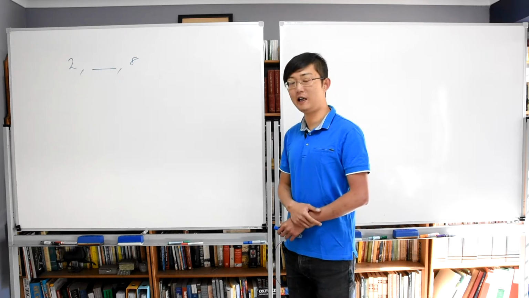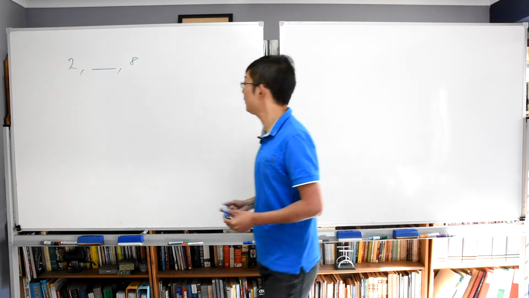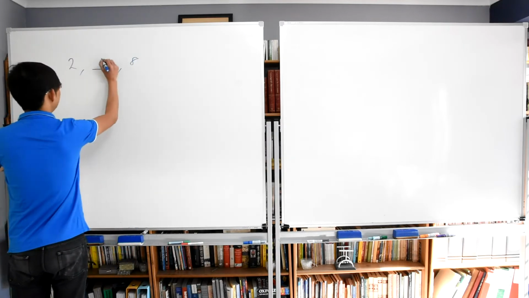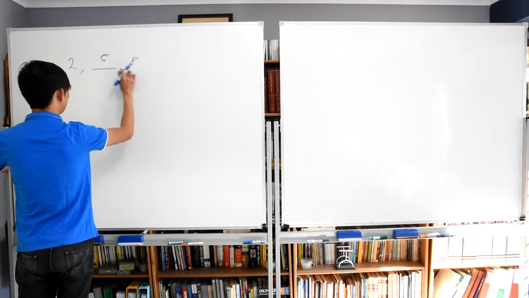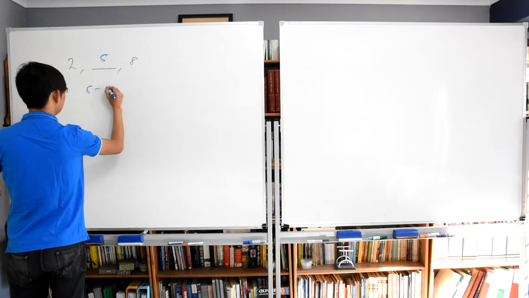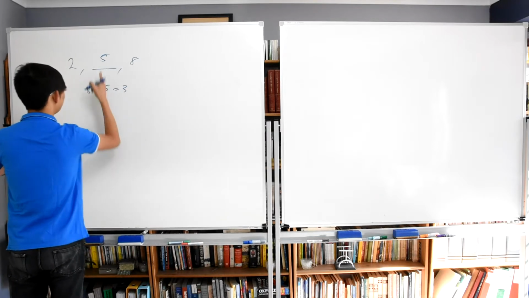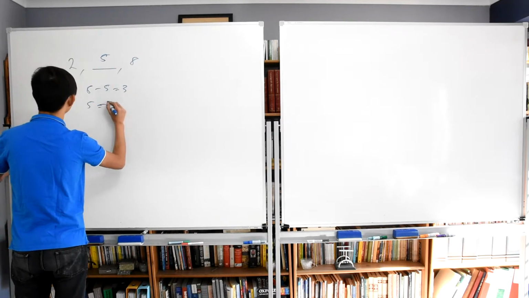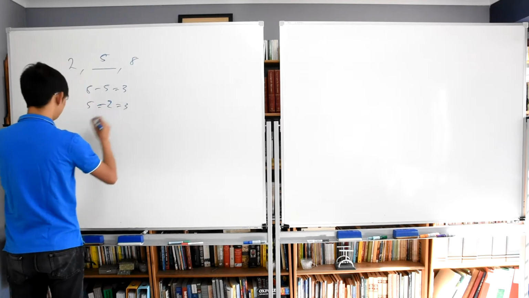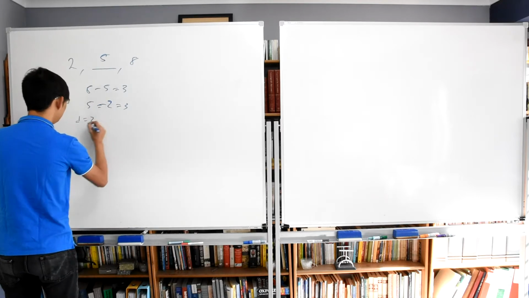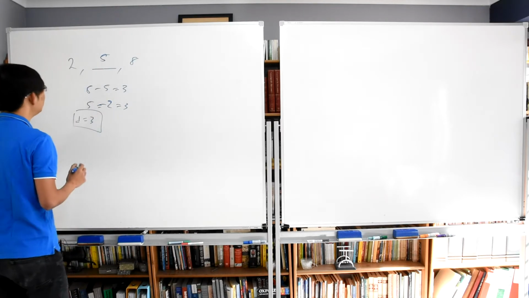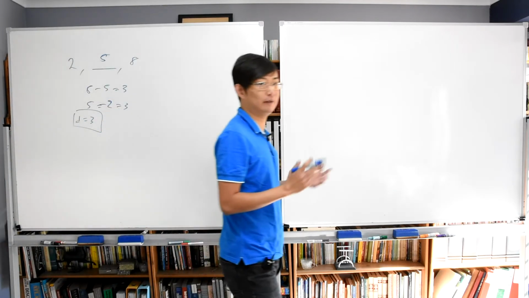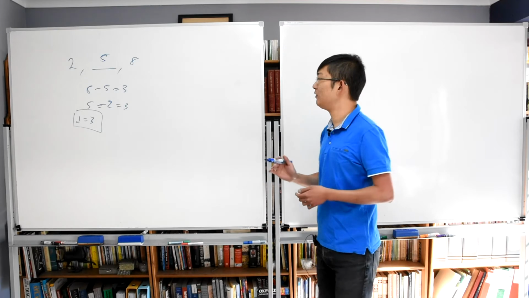Let's form an arithmetic series out of this. If we were to put the number 5 into here, we're going to see that 8 minus 5 is going to be 3, and 5 minus 2 is also going to be 3. So because there's a common difference of 3, this is an arithmetic series. I just chose this number 5 seemingly at random. Where does this number 5 come from?